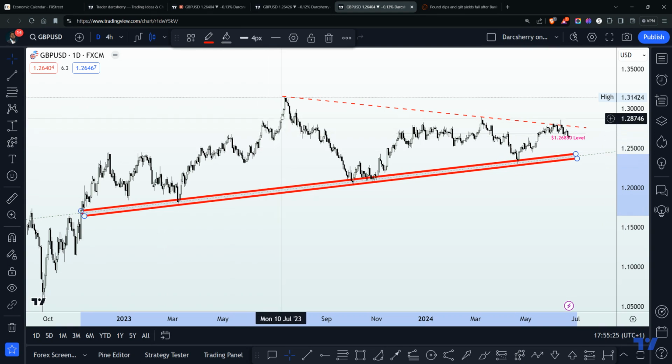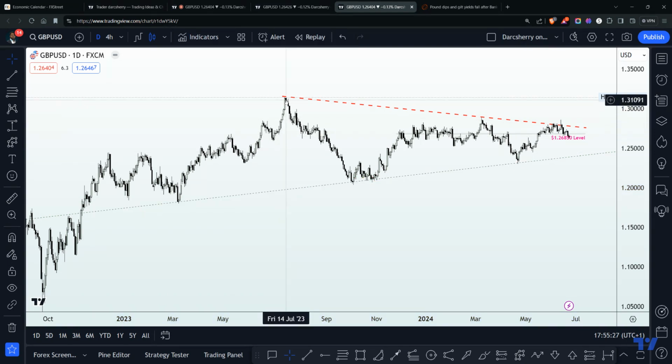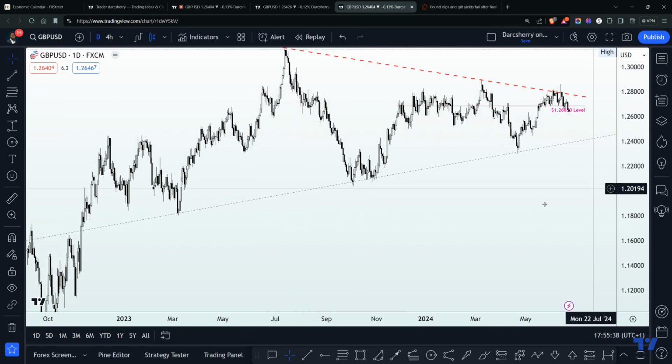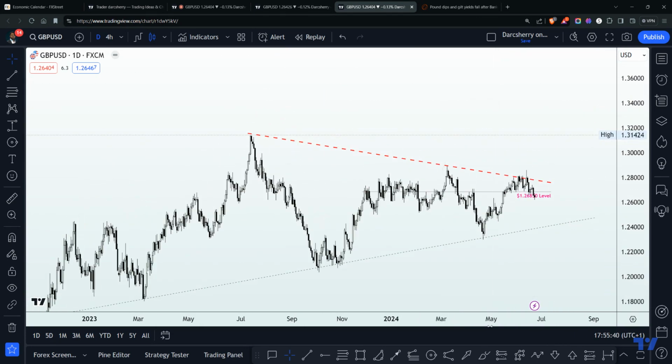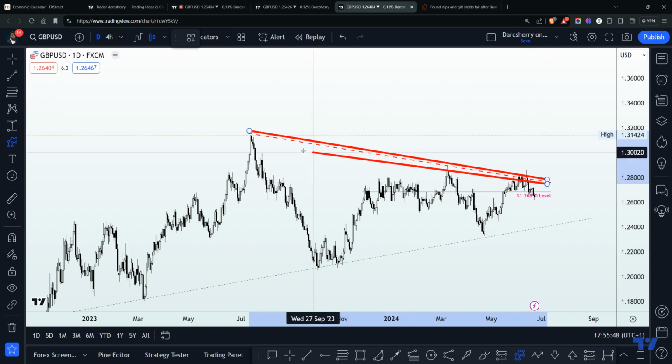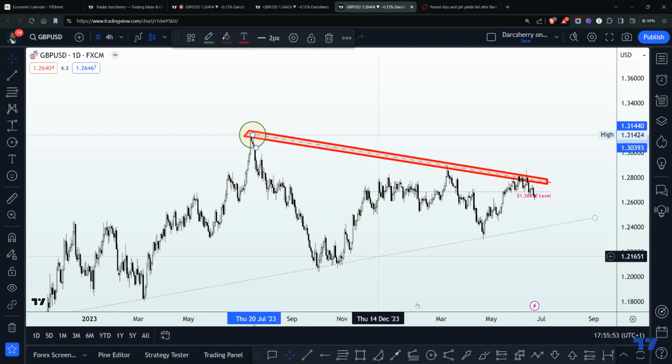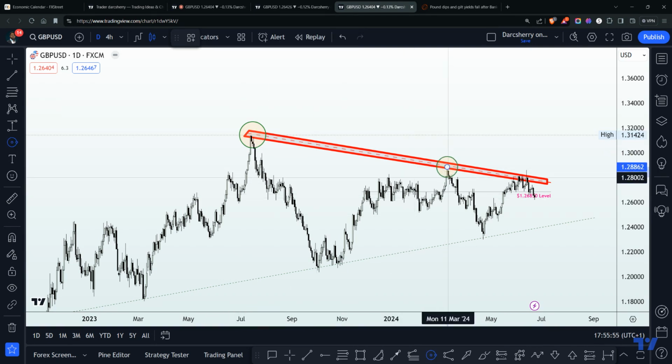However, ever since price action tested that highest point at the 1.31200 area here in the month of July of last year, we saw that price action had consistently found lower highs. And as a result of this, we connected a series of lower highs, giving us this beautiful descending trend line to work with. And in fact, the last 1 year has seen how price action had consistently respected this trend line.